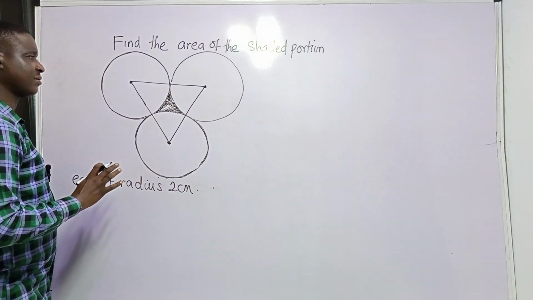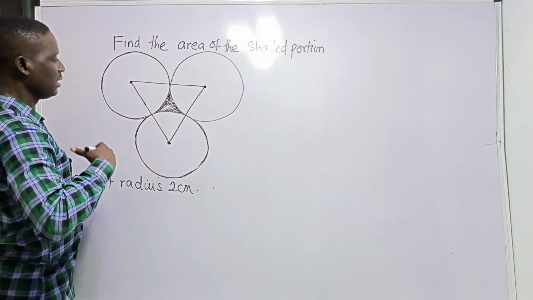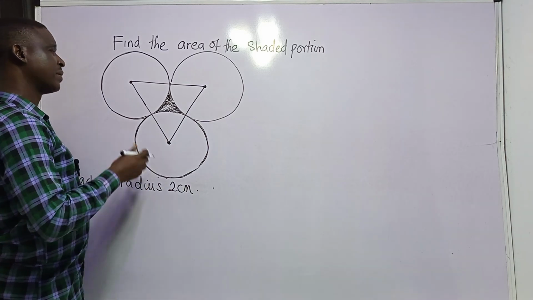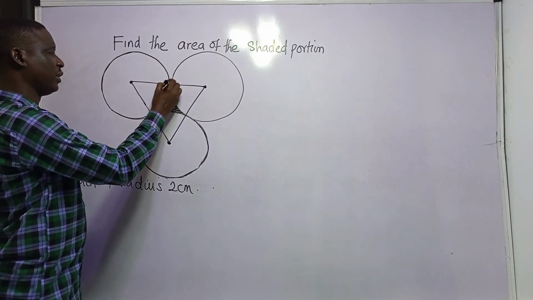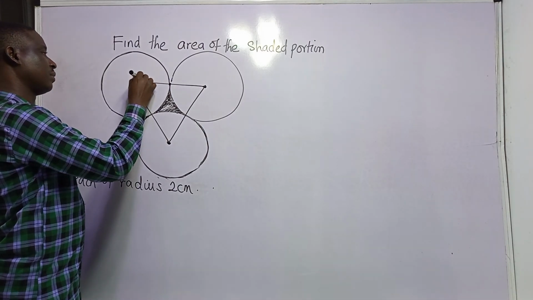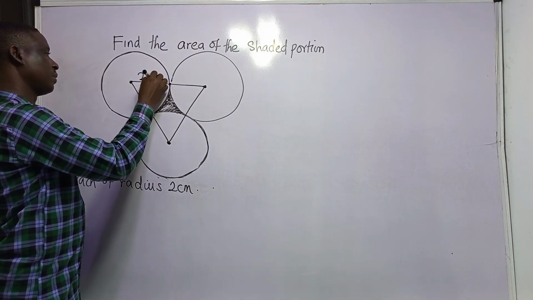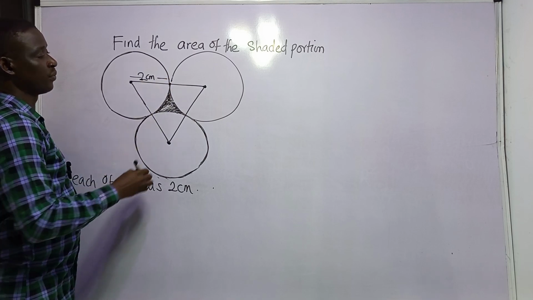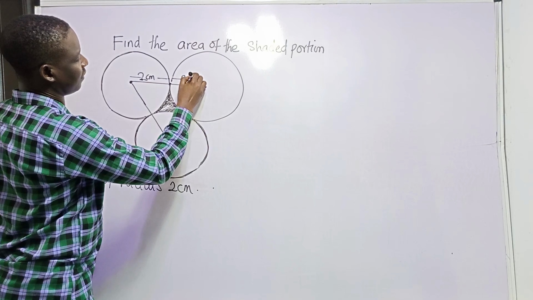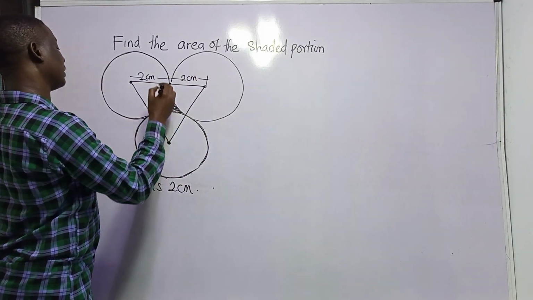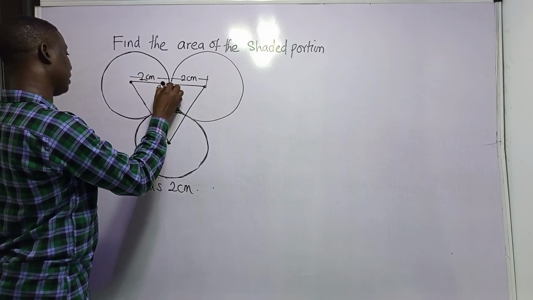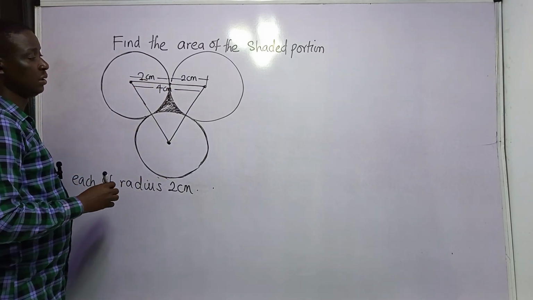Having done that, it ensures that we can see a little bit better. From this point to this point is 2 centimeters. From this point to this point is also 2 centimeters. And everything from here to this place will now be 4 centimeters.